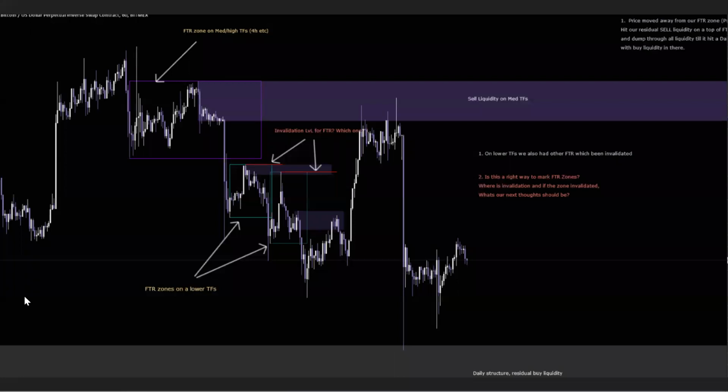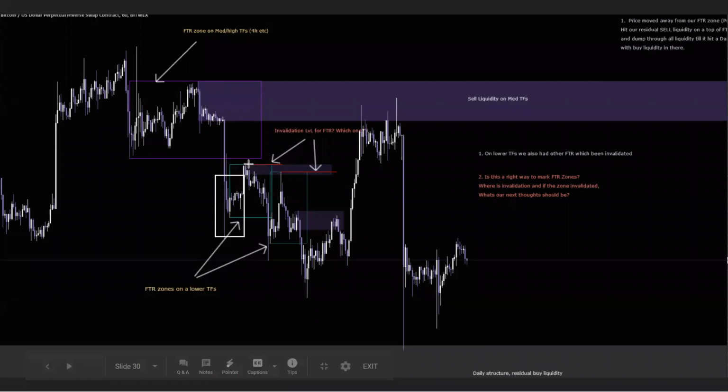Okay, so FTR zones on an even lower time frame. Invalidation level for FTR, which one? Okay, low, high, breaks down there. So the invalidation level is above the FTR. Low, high, price carries on breaking down. Invalidation level above the FTR.